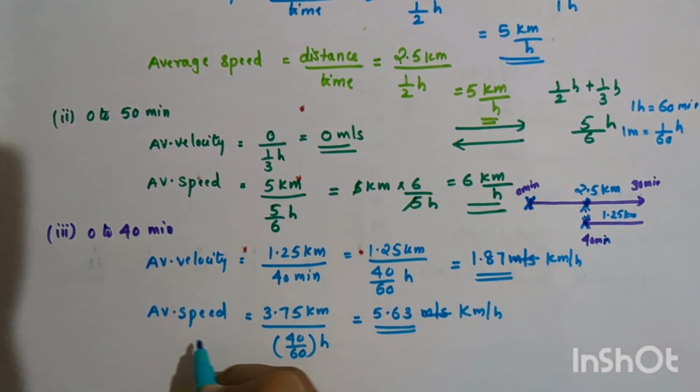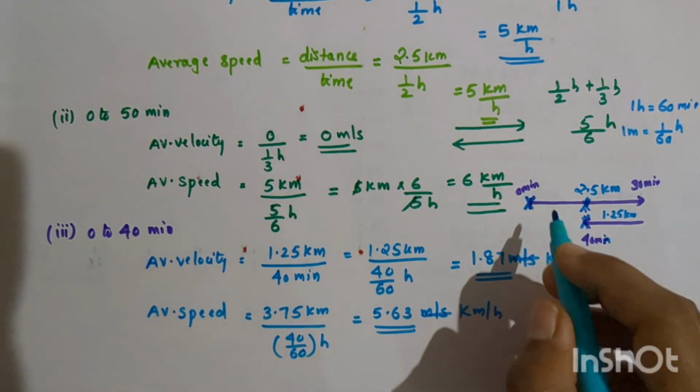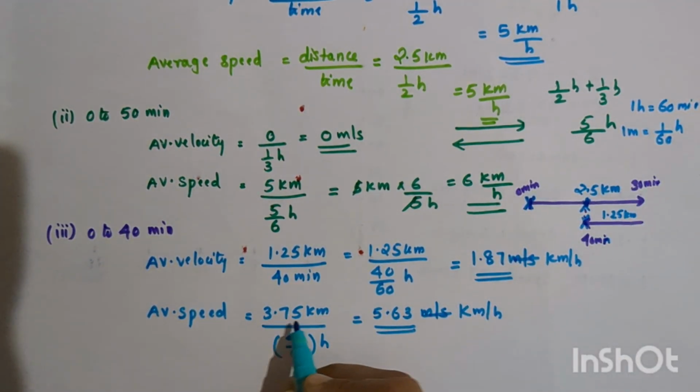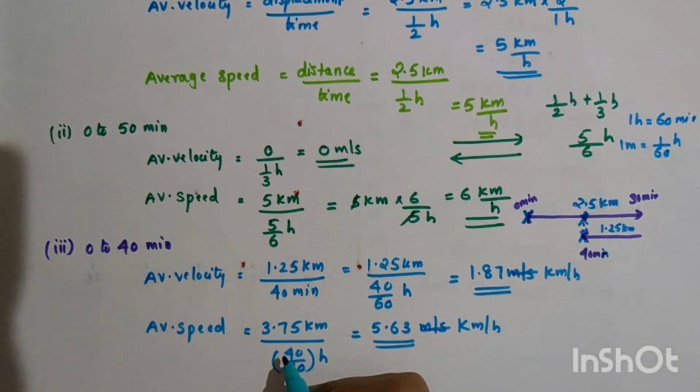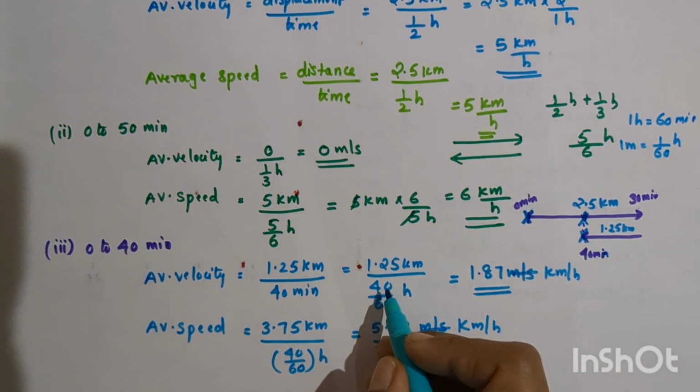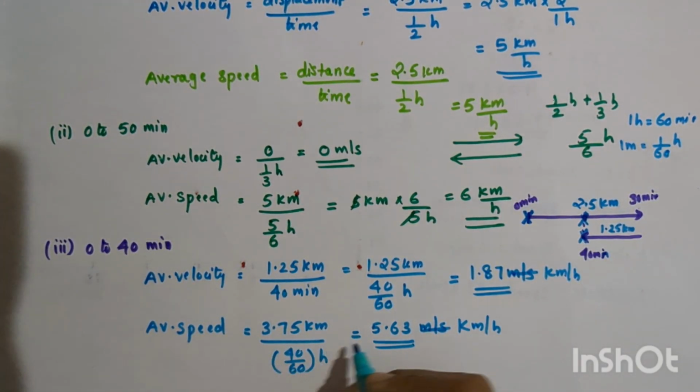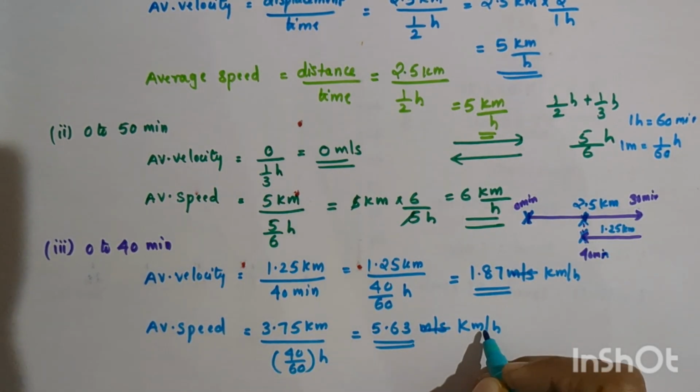Similarly, to get the average speed, total distance traveled, so 2.5 plus 1.25, which is 3.75 kilometer, divided by the time taken, which is 40 by 60 hour. When you do this calculation, you will get approximately 5.63 kilometer per hour.